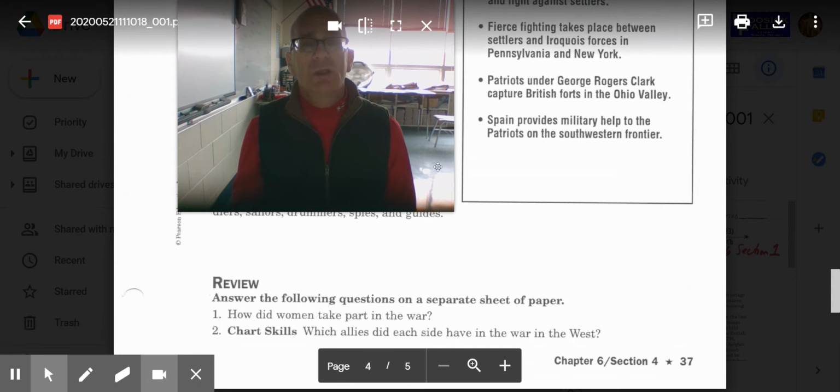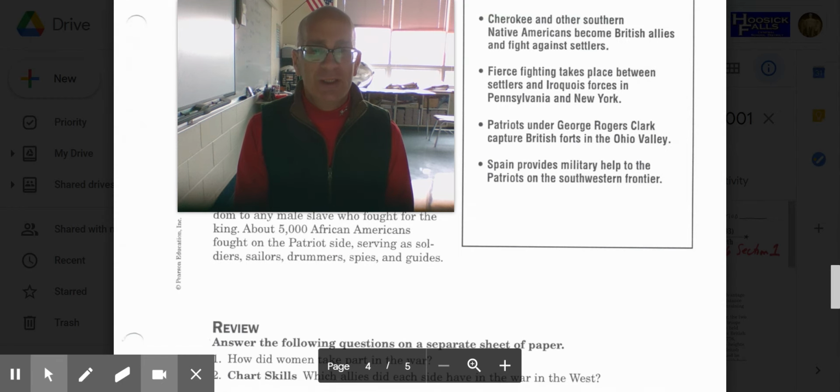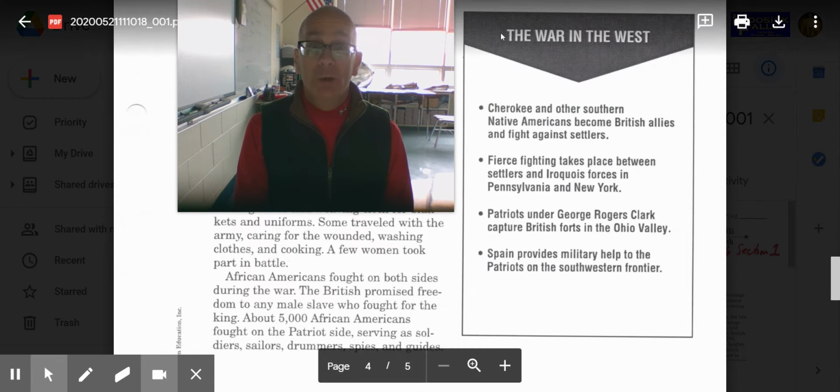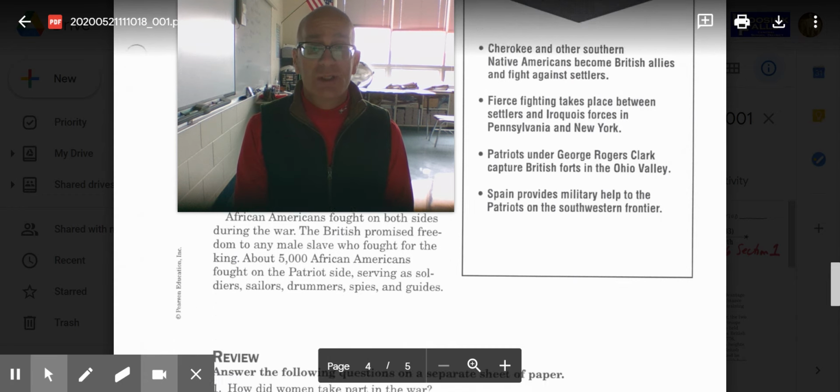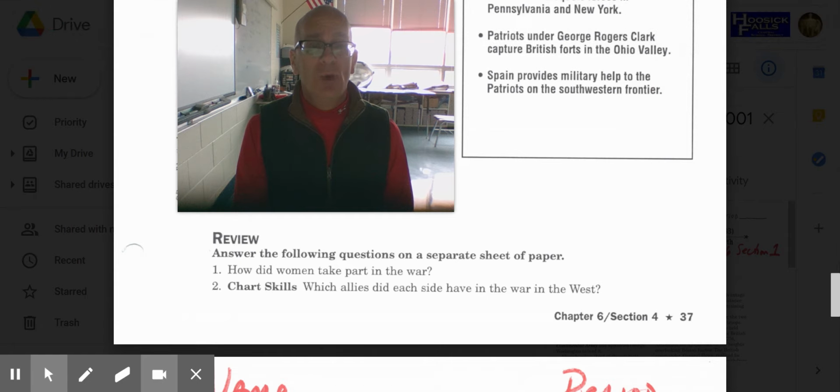Question 2 is going to require you to look at the chart, which is to the right of me. Chart skills. We're looking at question 2. Which allies did each side have in the war in the West? So you're going to use the chart titled The War in the West to answer question 2. Take a moment to answer question 2.